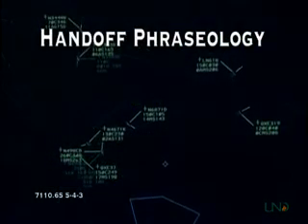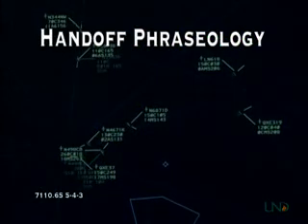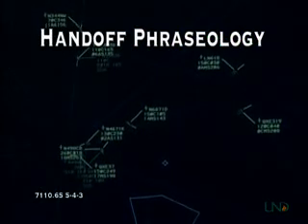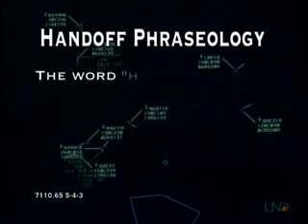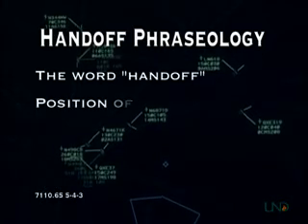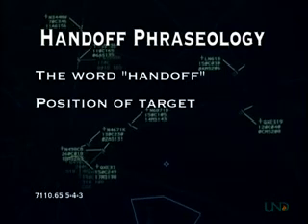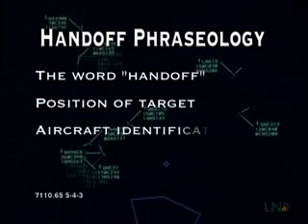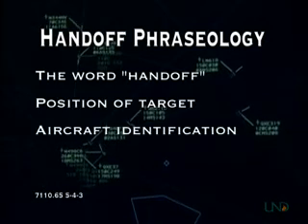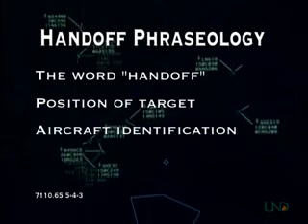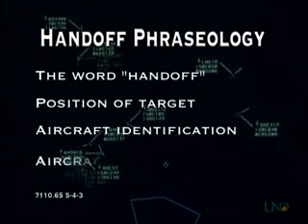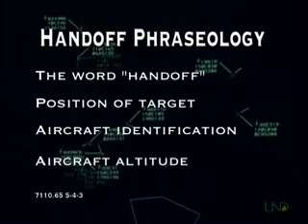The phraseology for a manual handoff contains the following items, which must be stated in this order. The word handoff, the position of the target relative to something depicted on the radar display of both controllers, such as navigational fixes or airports, the aircraft identification, which could be a call sign or a discrete beacon code if the call sign is not displayed to both controllers, and the altitude of the aircraft.